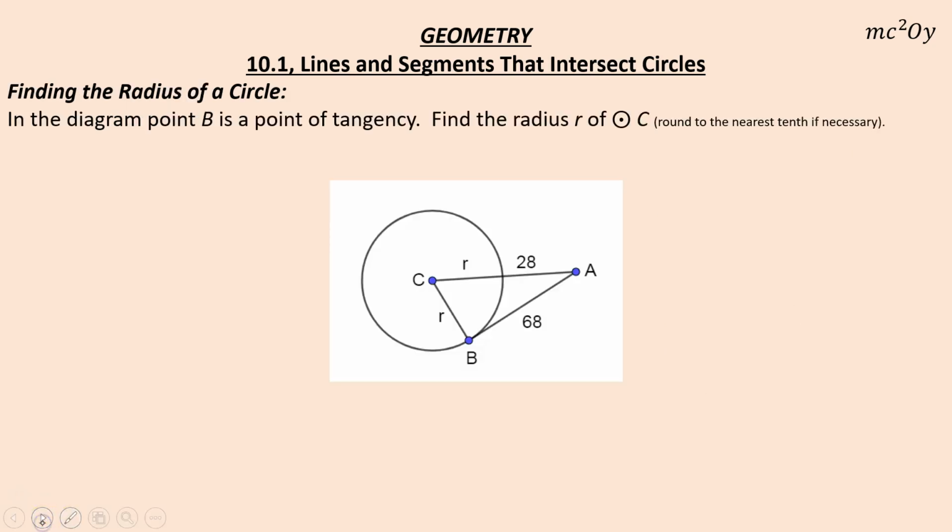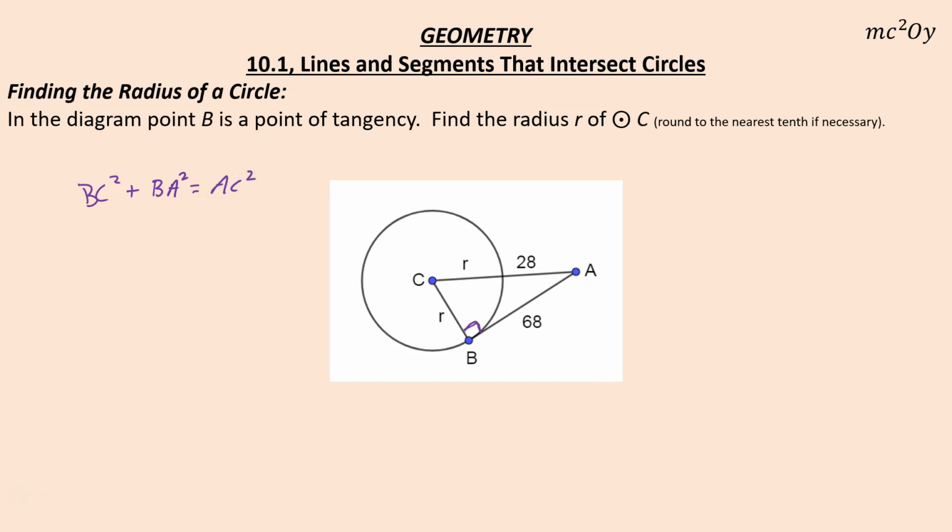Very good. Let's apply some other ways here. So, finding the radius of a circle. In the diagram, point B is a point of tangency. Find the radius R of circle C, rounded to the nearest tenth if necessary. Okay, so we know it's a point of tangency, which means it's a right triangle, which tells us that BC squared plus BA squared is equal to AC squared.